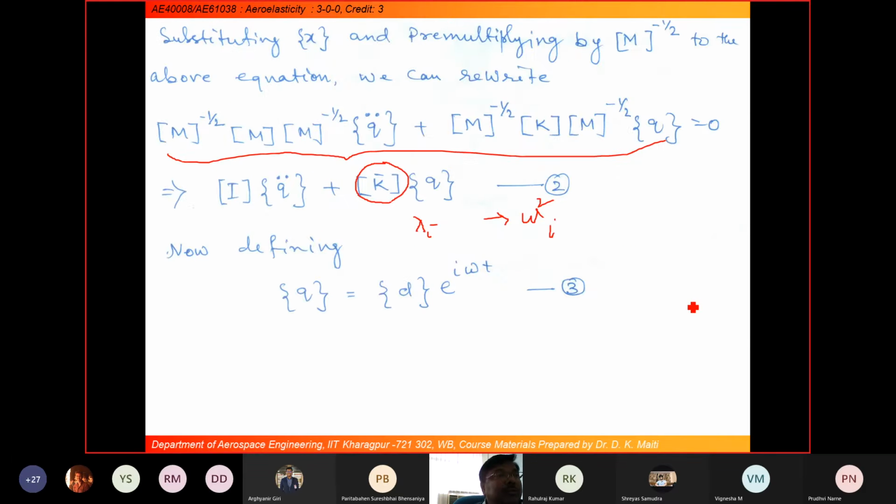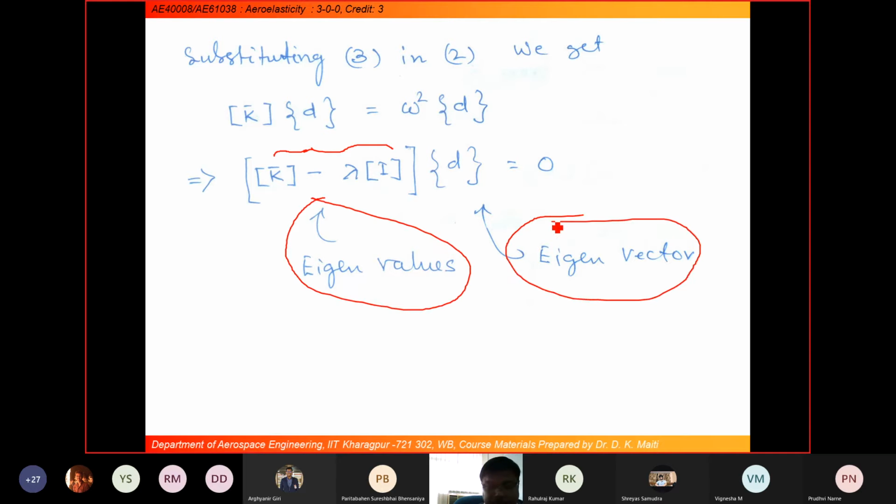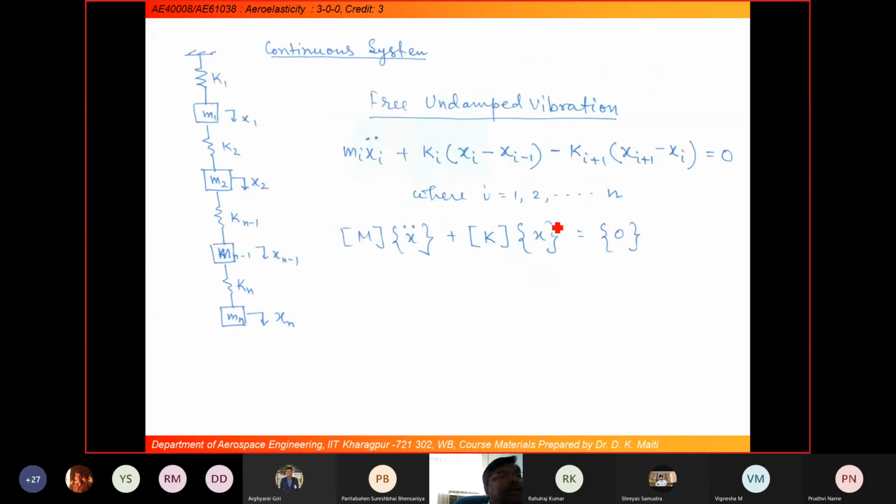Then in the next step, we'll be doing this transformation, k bar into d equal to omega square into d, and then after substituting this information, we'll be able to calculate the eigenvalues and eigenvectors, and we will be doing the normalization. When we are doing the transformation of the mass matrix and stiffness matrix, the mass matrix will become unity, and the stiffness matrix will become omega square.